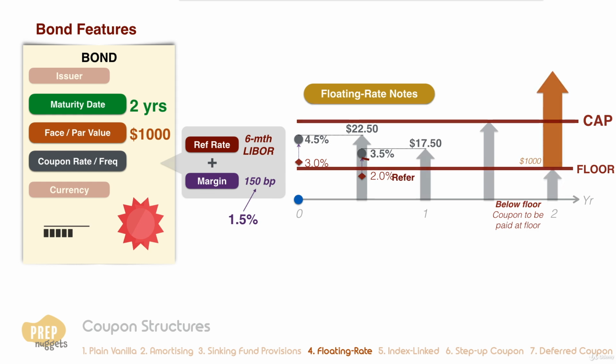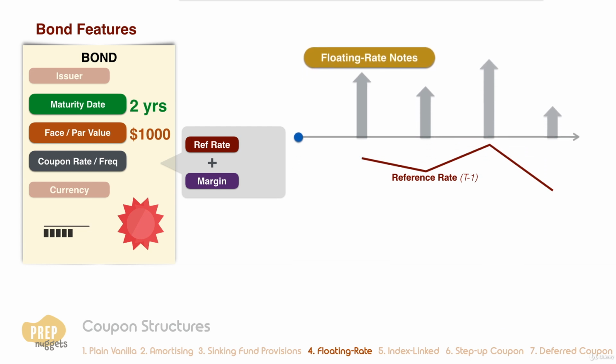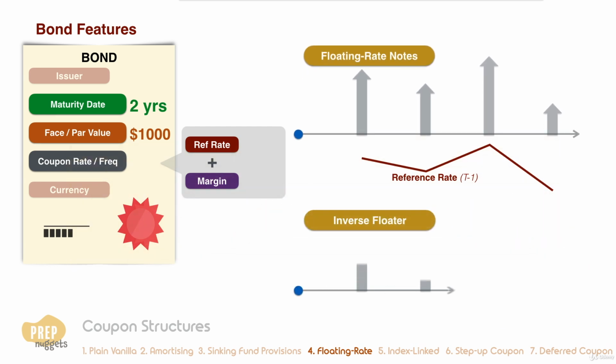In essence, floating rate notes have coupon payments that correlate with the reference rate. However, that does not always have to be the case. An inverse floater has negative correlation with the reference rate. The coupon rate increases when the reference rate decreases, and decreases when the reference rate increases.